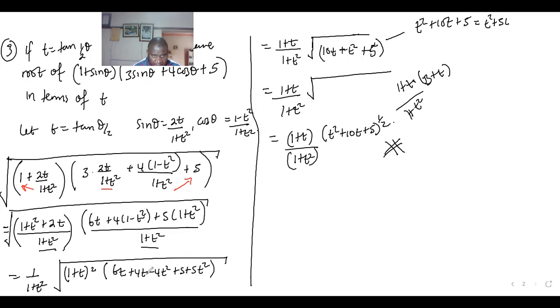6t plus 4t minus 4t squared plus 5 plus 5t squared. The 5t squared subtracted from the 4t squared, we realize it is 1t squared, correct? We had the 4t, we had the 6t plus a 4t, which is giving us... oh yes. Have you seen the error? The error is here. I wrote 4t, yet it was supposed to be 4 times 1, which is 4. That is where our trouble came from.